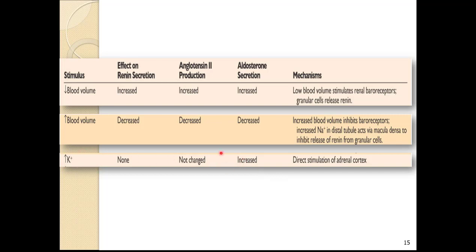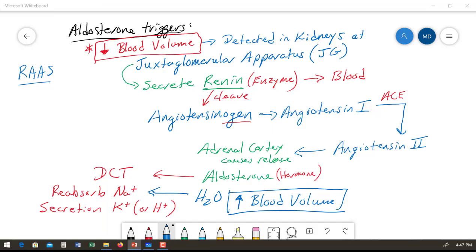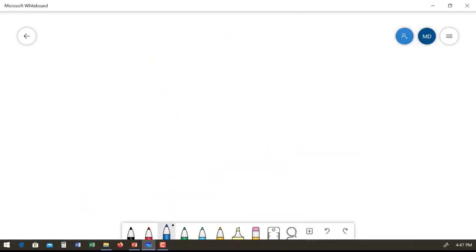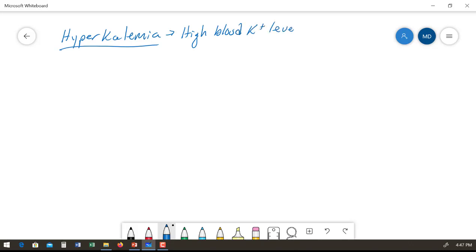This is relatively rare, but it does happen sometimes. This condition, when you have high blood potassium levels, is called hyperkalemia. So let me go ahead and write that over here. Let's go ahead and pull this down, clear this off. So, hyperkalemia. This means that you have high blood potassium levels. So too high.